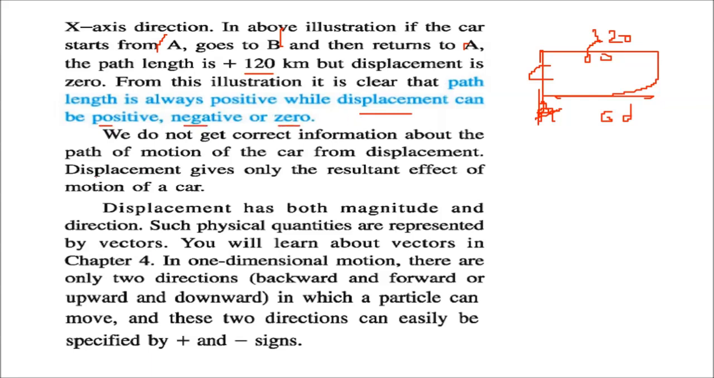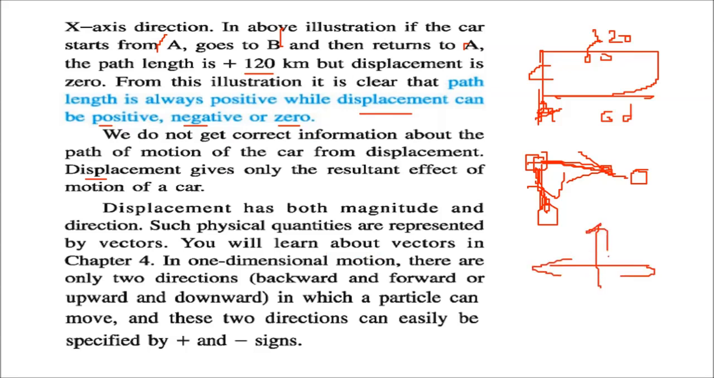Okay. So displacement is just the resultant effect of motion of the car from where it started and where it ended. This is displacement. And displacement has both magnitude, as you see this is the magnitude, and also direction. If you landed here, this is the magnitude, but this is the direction. These are the directions, and these are represented by vectors. We'll learn about these vectors shortly. So in one dimension motion there are only two directions. It can be either this way or that way. That is backward, forward, upwards, downwards, in which the particle can move. And if we take this as plus, then we have to take this as minus, and vice versa.